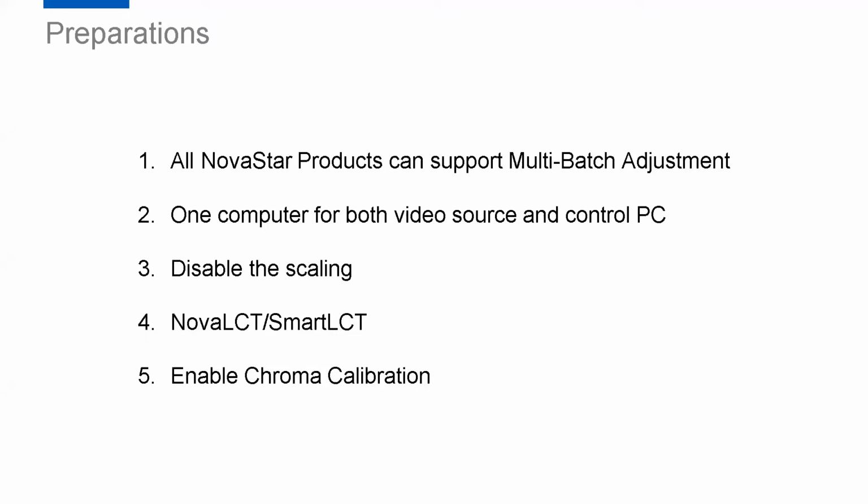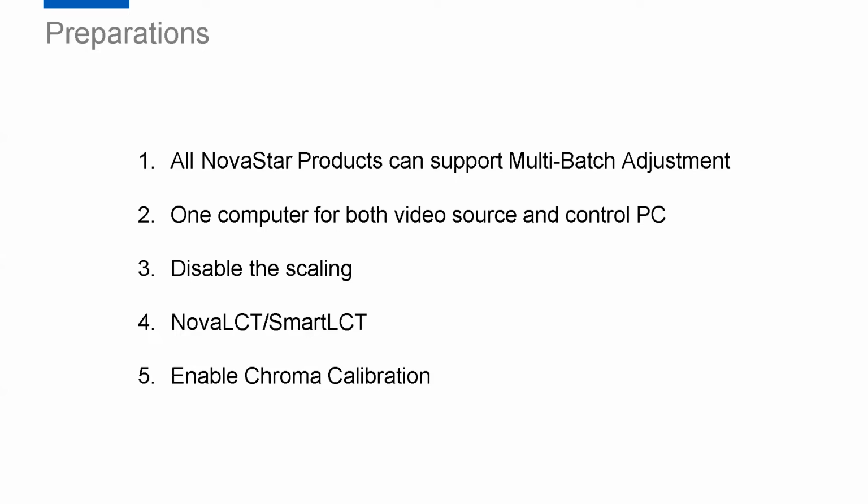The third is to disable scaling. If you use any video processor or an all-in-one controller, please make sure the scaling function is disabled. We need to make sure the whole screen displays pixel by pixel. The fourth is that you need to install the software, because multi-batch adjustment is a software function. Both NovaLCT and Smart LCT software can do multi-batch adjustment.